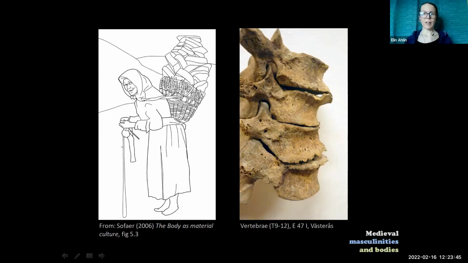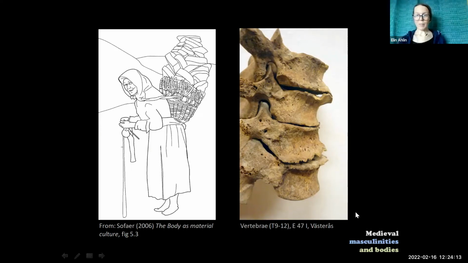The vertebra in this image is not from this lady, or even from this context. It's a picture I took of some of the bones I've been studying, just to show you how there's bone growth here because of the heavy load on the back. So the body is altered by what you do. And if you compare male and female skeletons, you can see that they've been doing different things.